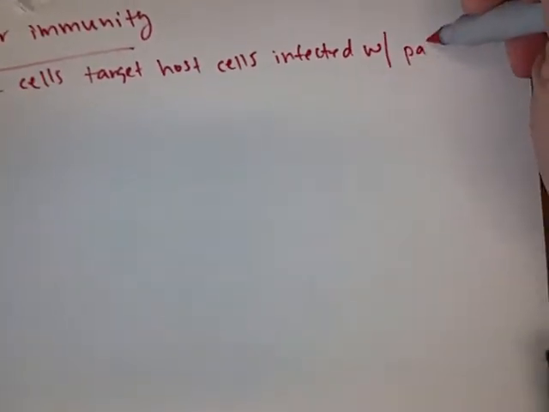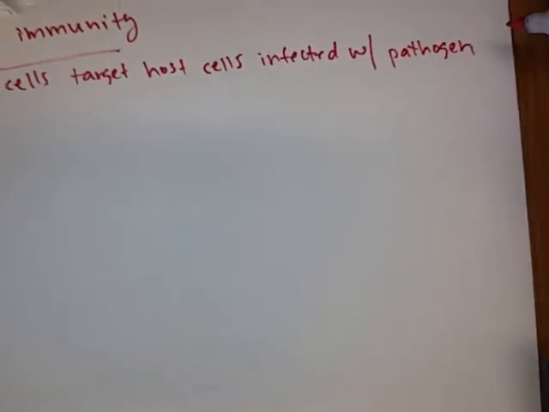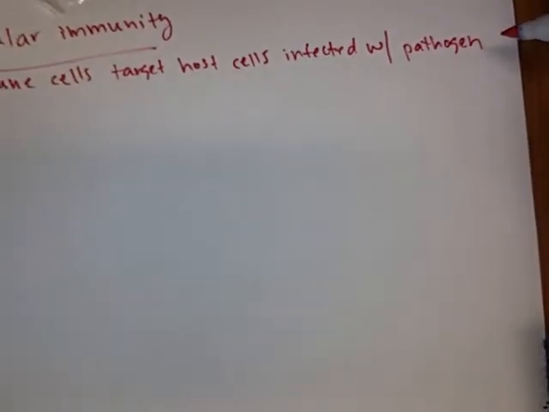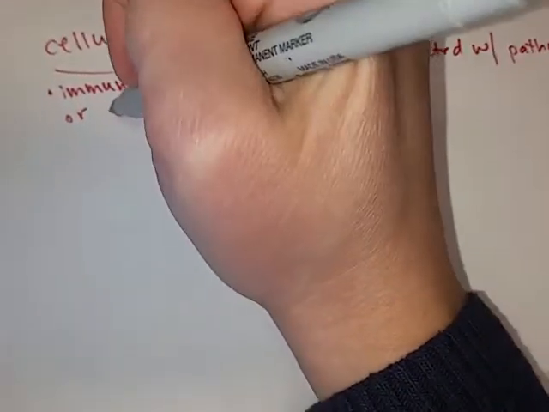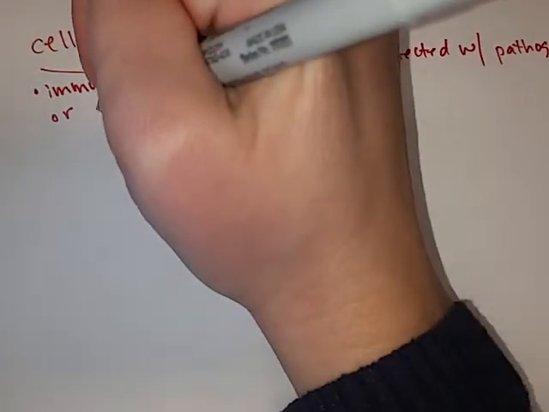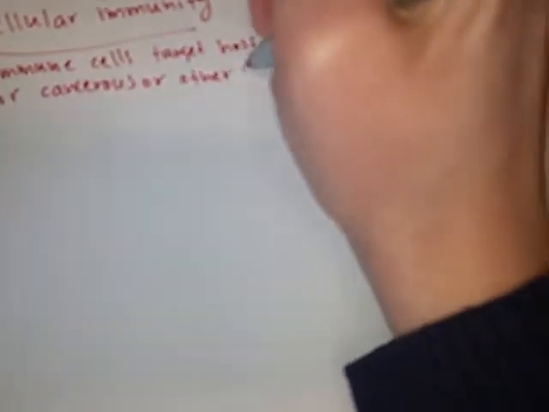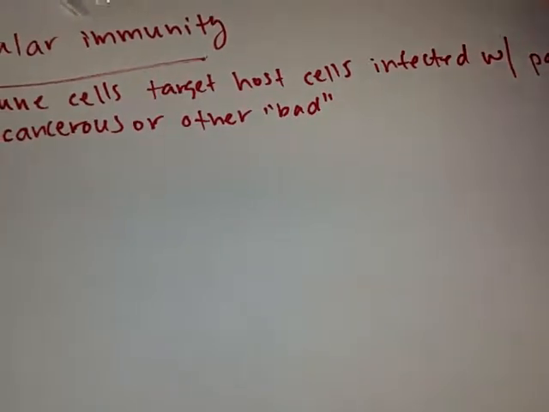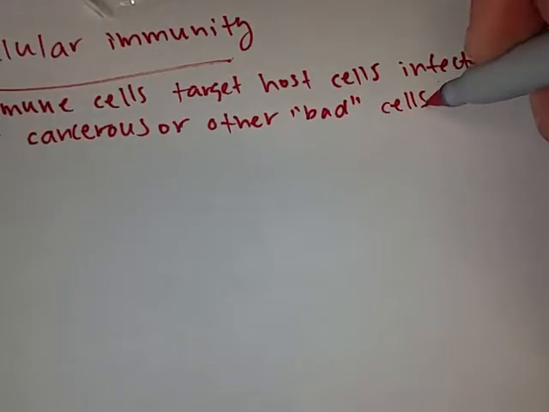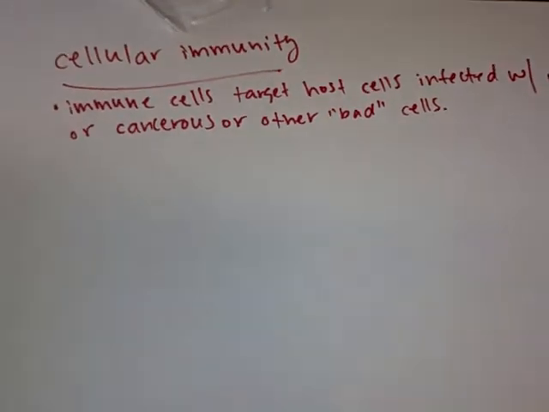So, this can either be a virus that's entered the cell, some bacteria and parasites entered the cells as well, or this can even just be cells that have gone bad, or I'll just put cancerous or other bad cells. So how do we get rid of cells that we no longer want to keep around?